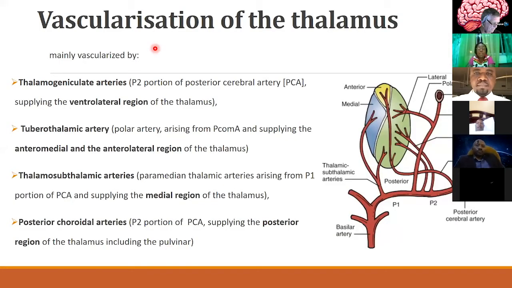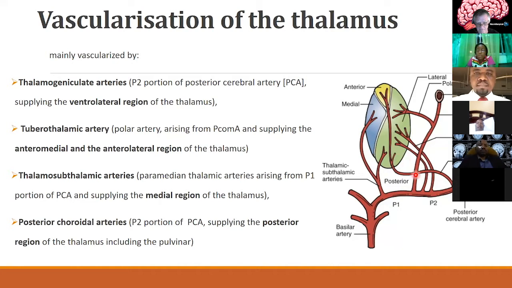Now, talking about the vascularization of the thalamus. The thalamus is vascularized by four main arteries. We have the thalamogeniculate artery, which arises from the P2 portion of the posterior cerebral artery. It will supply the ventrolateral region of the thalamus.